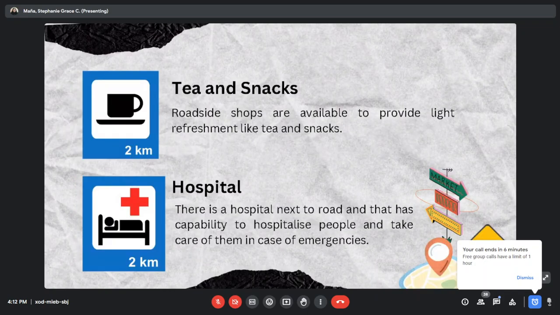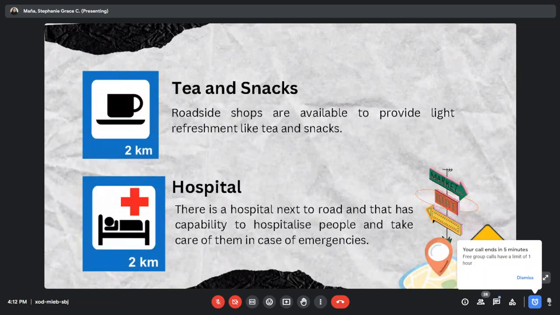So tea and snacks. Roadside shops are available to provide light refreshments like tea and snacks. This is also important, especially on long journeys or long travel, since drivers and people usually get hungry. Seeing this sign indicates that 2 kilometers ahead you can find snack bars or cafes.